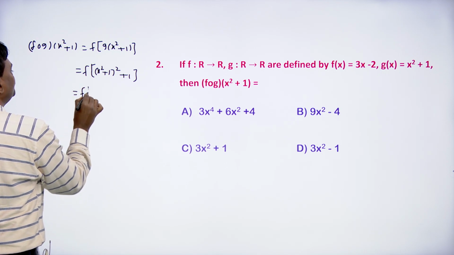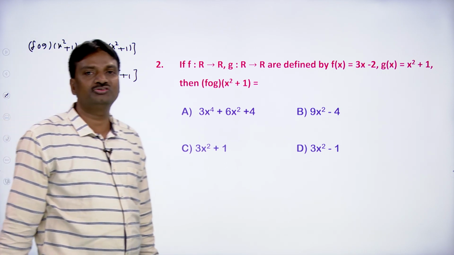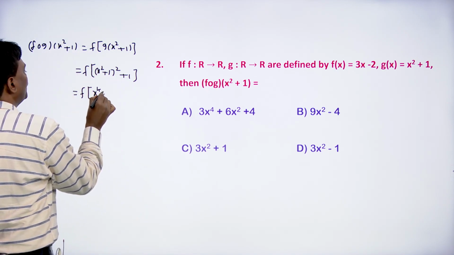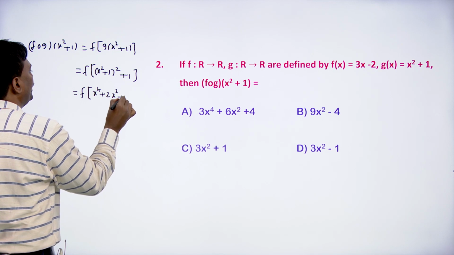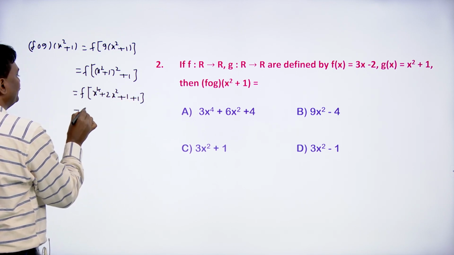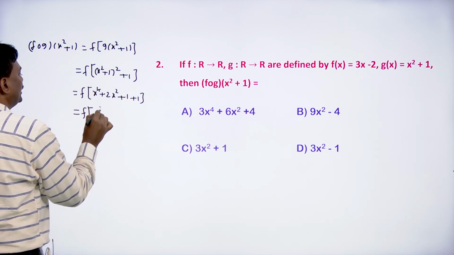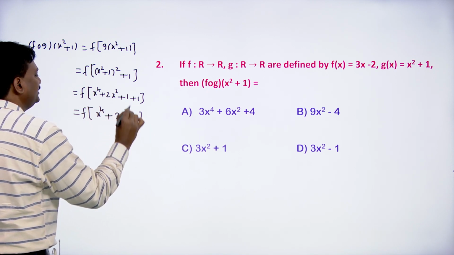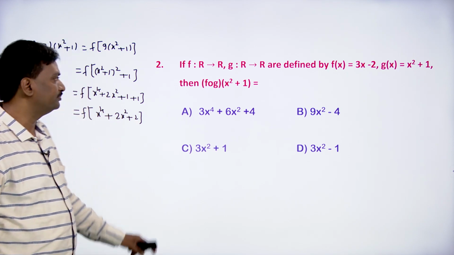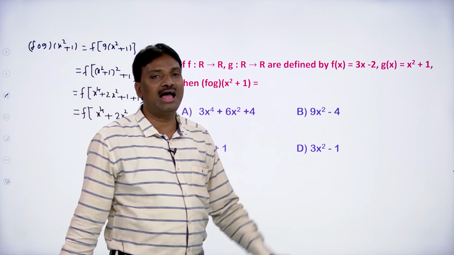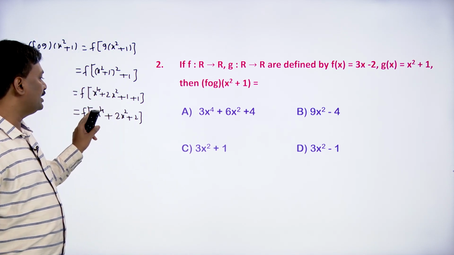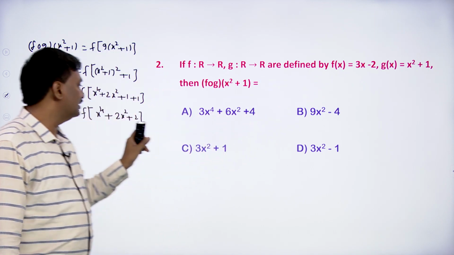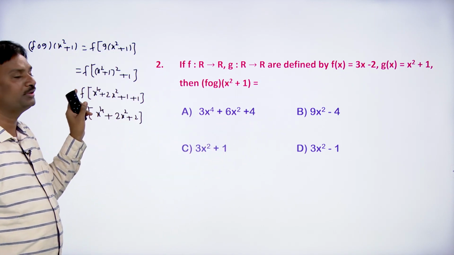So by expanding this, where x square plus 1 whole square is in the form of a plus b whole square, we get x power 4 plus 2ab, 2x square, plus 1 plus 1. So that is x power 4 plus 2x square plus 1 plus 1 is 2. Also f of x is given as 3x minus 2. Here, if we compare x power 4 plus 2x square plus 2 with f of x, in place of x we have x power 4 plus 2x square plus 2.